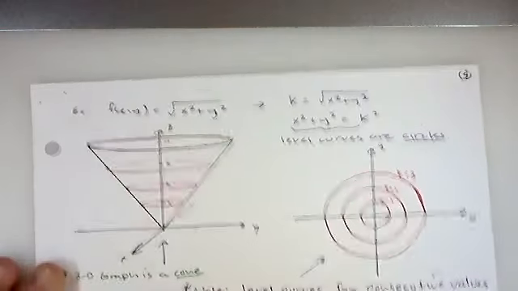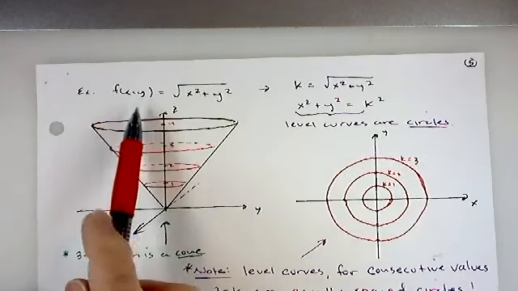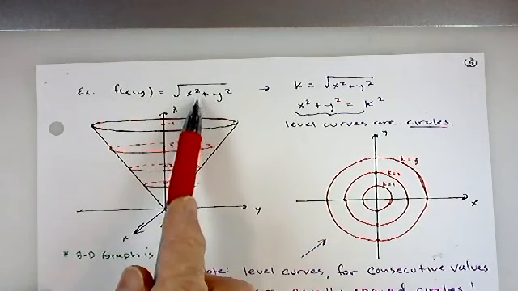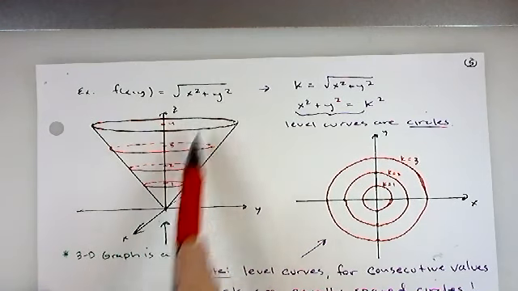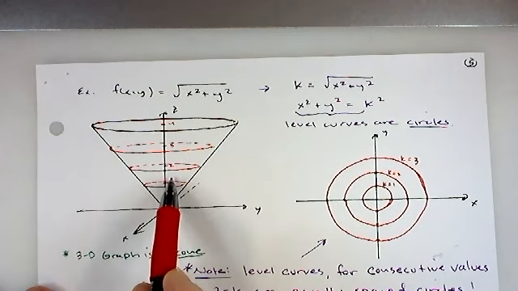A couple more examples. Here is the next one. This is the equation of a cone: z equals the square root of x squared plus y squared. If you did the full look at traces in different planes like we did on the first two examples, you would see that this is just going to give you a cone.